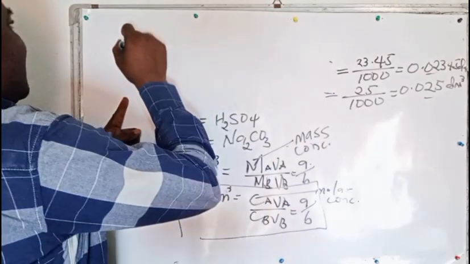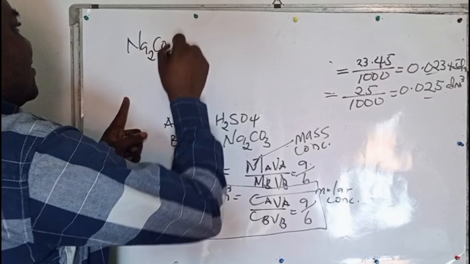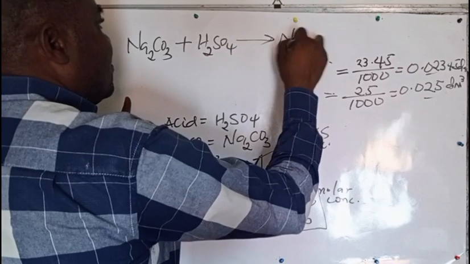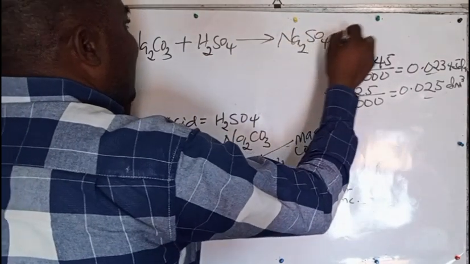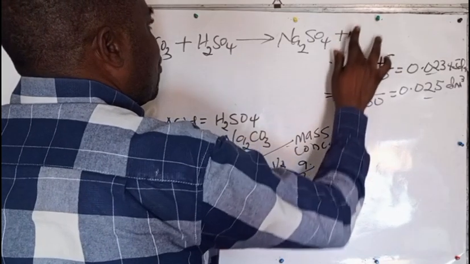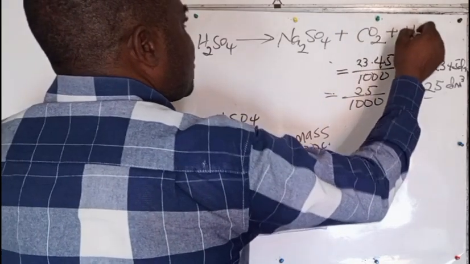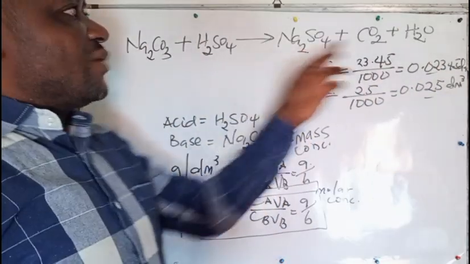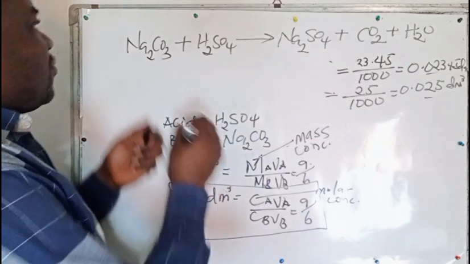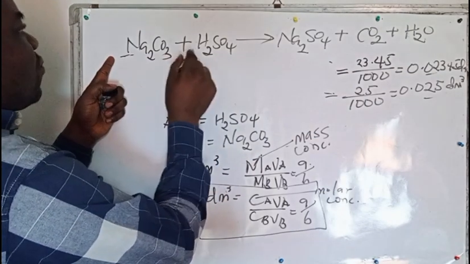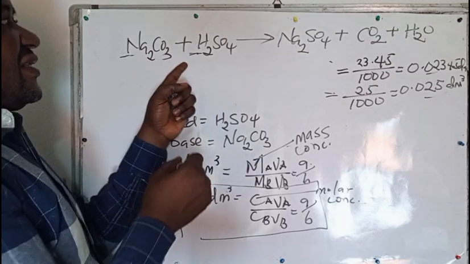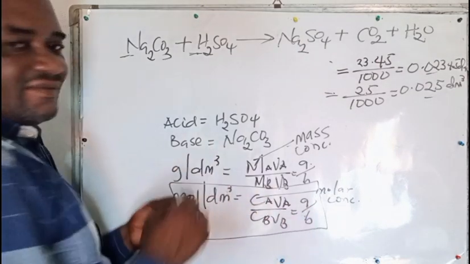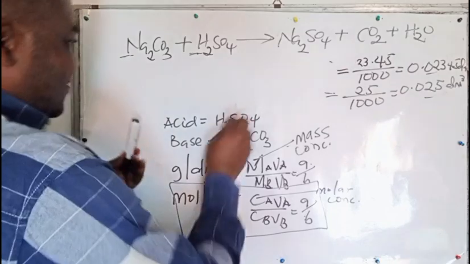Now, we are told that a base, sodium carbonate, reacted with sulfuric acid, it will give us sodium sulfate, and it will give us also CO2, and it will give us also water. A neutralization reaction will always give us salt and water at the end of the day. But if you take a look at this question, it's only 1 mole and 1 mole of each of these reacted. So our mole ratio A and B will be 1:1.